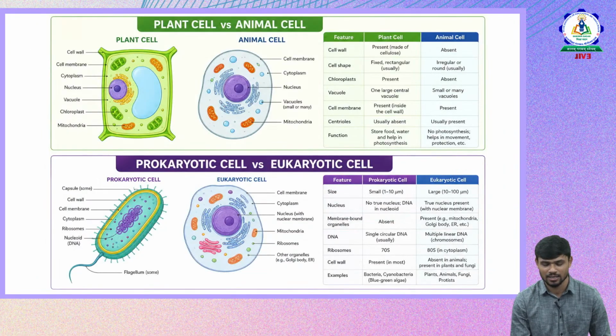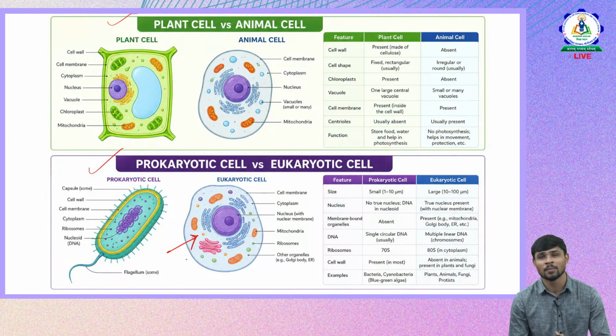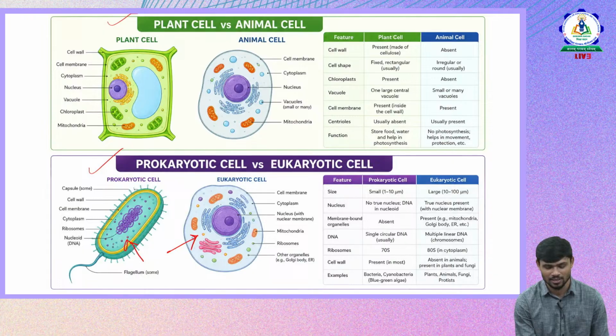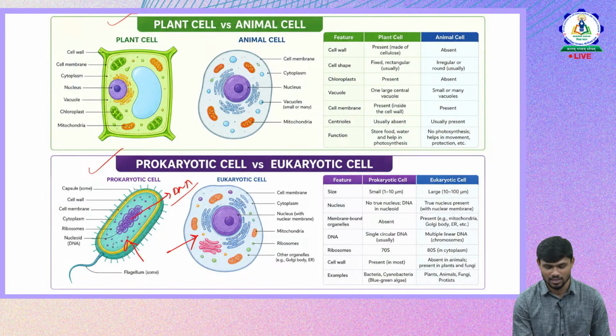Now let us understand it clearly with the diagrams. You can see the diagram here. The first one is about plant cell and animal cell, then prokaryotic and eukaryotic cell. We can clearly see the membrane-bound organelles inside the eukaryotic cell, whereas in the prokaryotic cell you cannot see membrane-bound organelles or a proper nucleus. There is DNA material, but it is not enclosed in a membrane, whereas here you can see it is enclosed in a membrane. So this is a major difference.